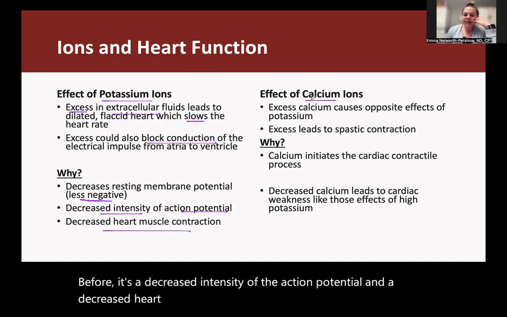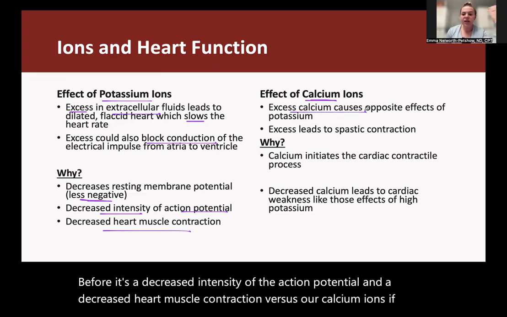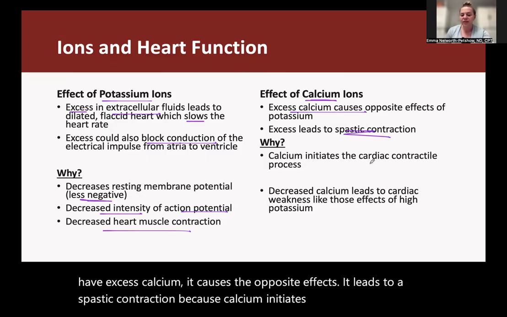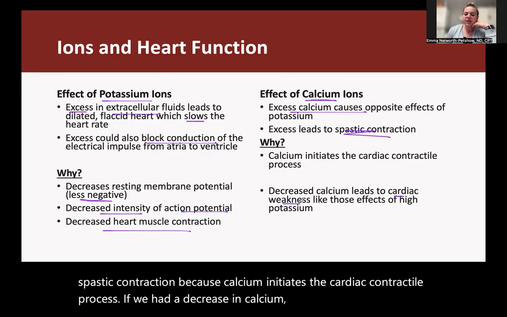Versus our calcium ions, if we have excess calcium, it causes the opposite effects. It leads to a spastic contraction because calcium initiates the cardiac contractile process. If we had a decrease in calcium, it can lead to cardiac weakness, which looks similar to high potassium.